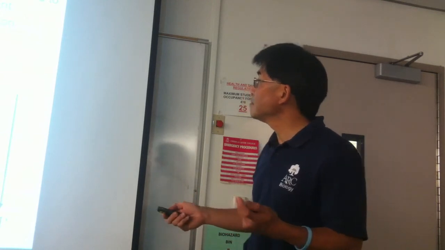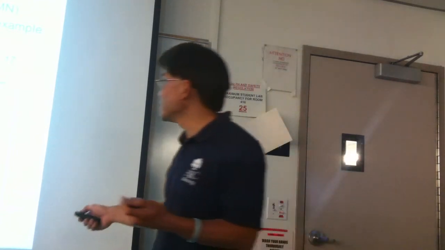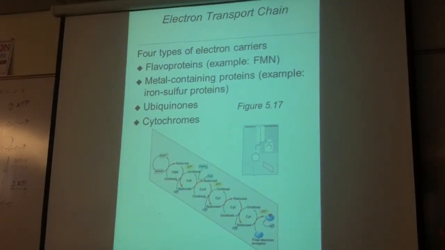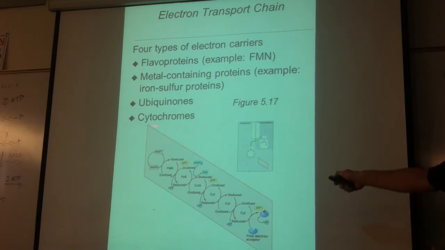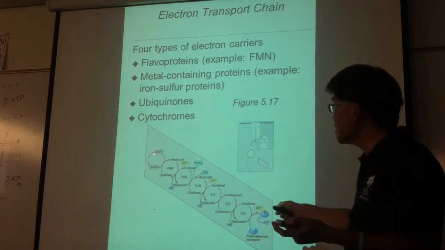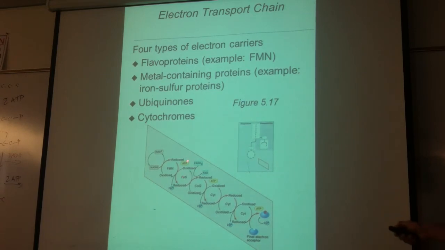Now, let me leave you with this thought. This is a figure from your book. What this figure shows is what happens to the energy level of those electrons as they get passed on from carrier to carrier. Here we see the electron transport chain represented in this form, where up here is high energy and down here is low energy. As electrons get passed on from carrier to carrier, those electrons lose some of their energy. What happens to that energy is that it gets used periodically to make ATP.